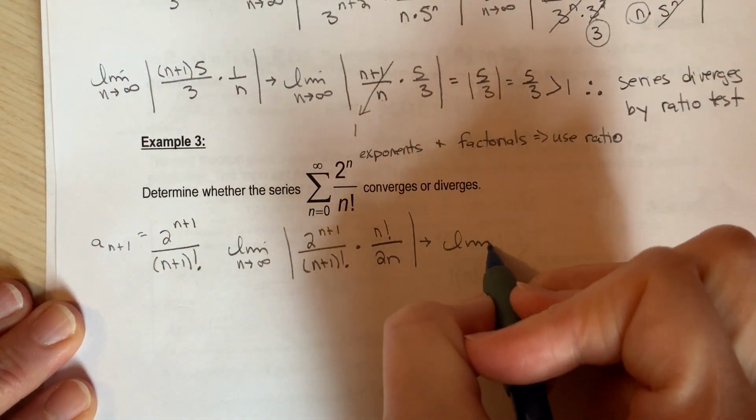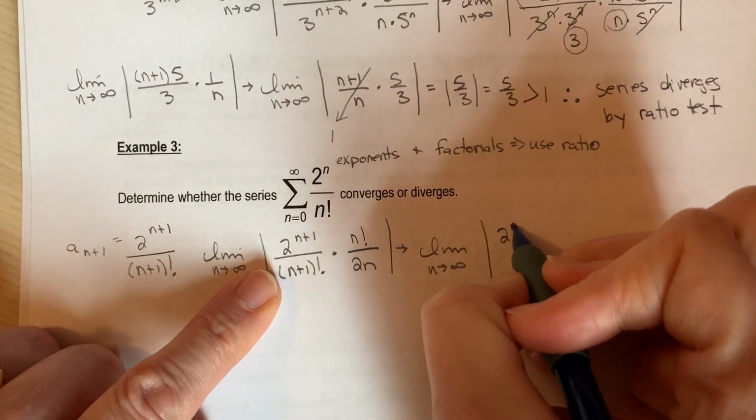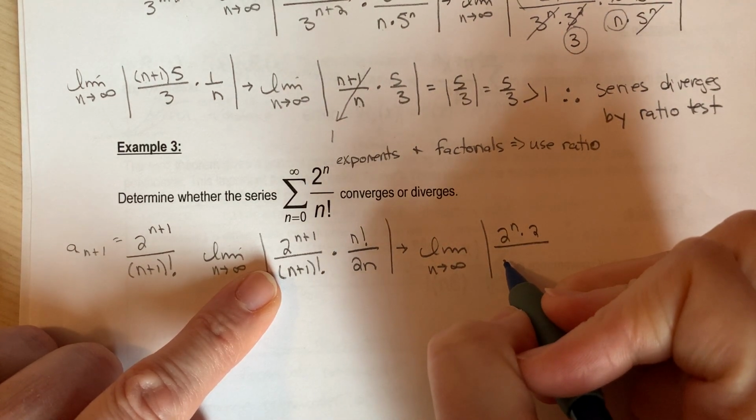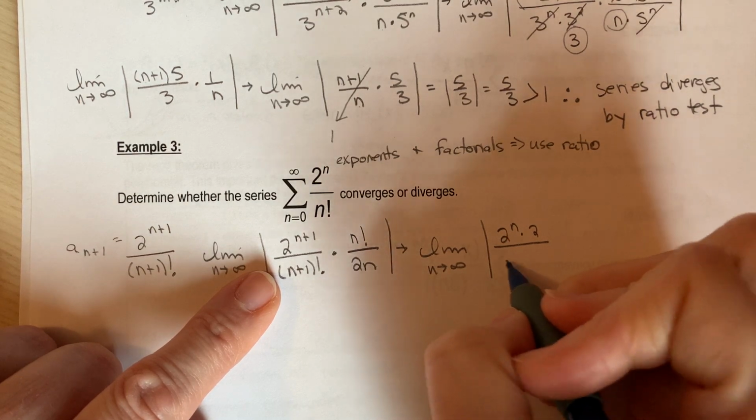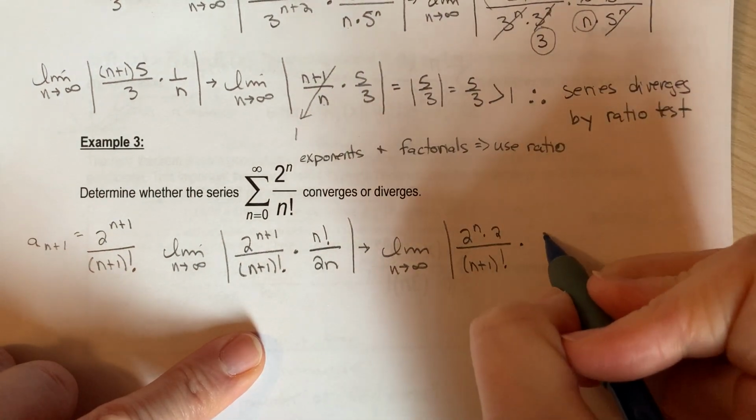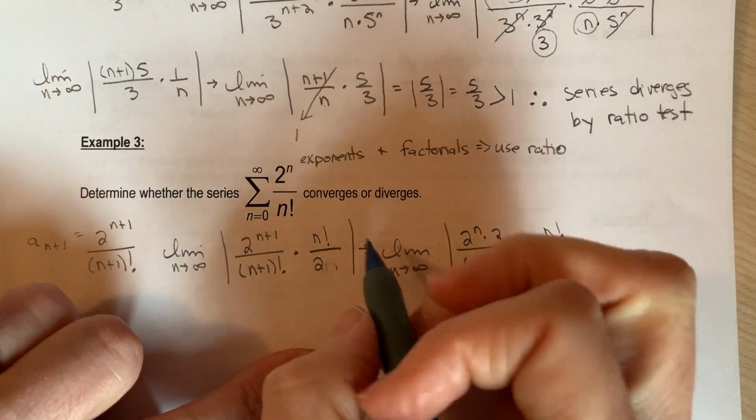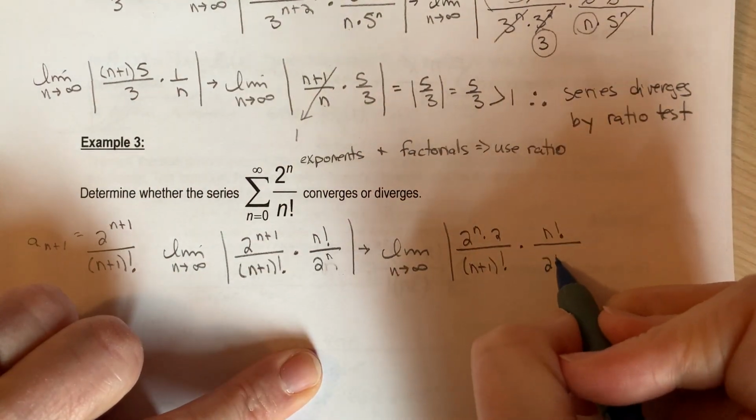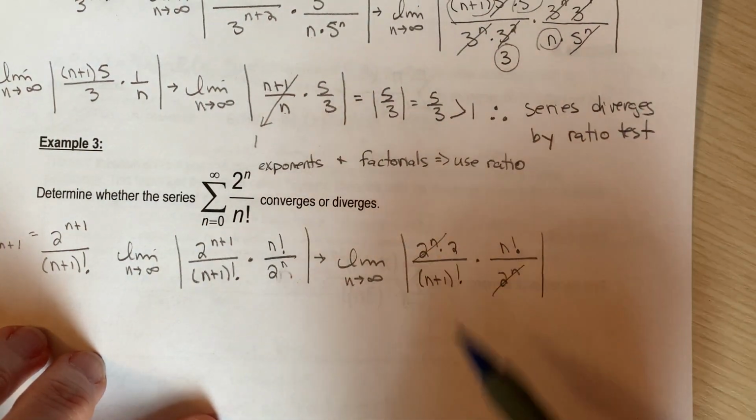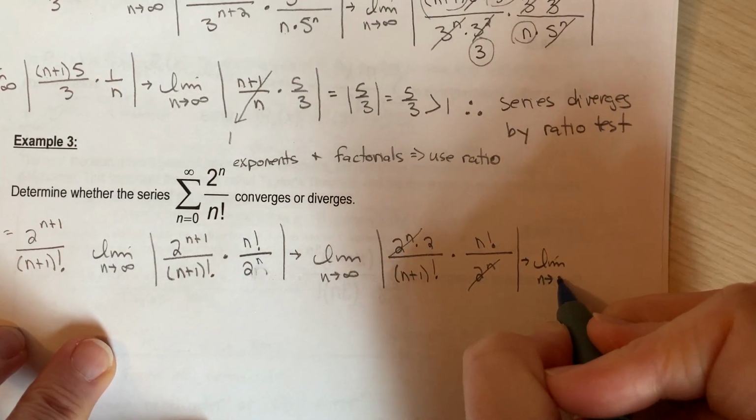Now, this is the same as the limit as n approaches infinity. I'm going to write this as 2 to the n times 2 over n plus 1 factorial times n factorial. Oh, I wrote this wrong. This should have been 2 to the n, sorry, over 2 to the n. Okay, so 2 to the n divided by 2 to the n, that is gone. Limit as n approaches infinity.